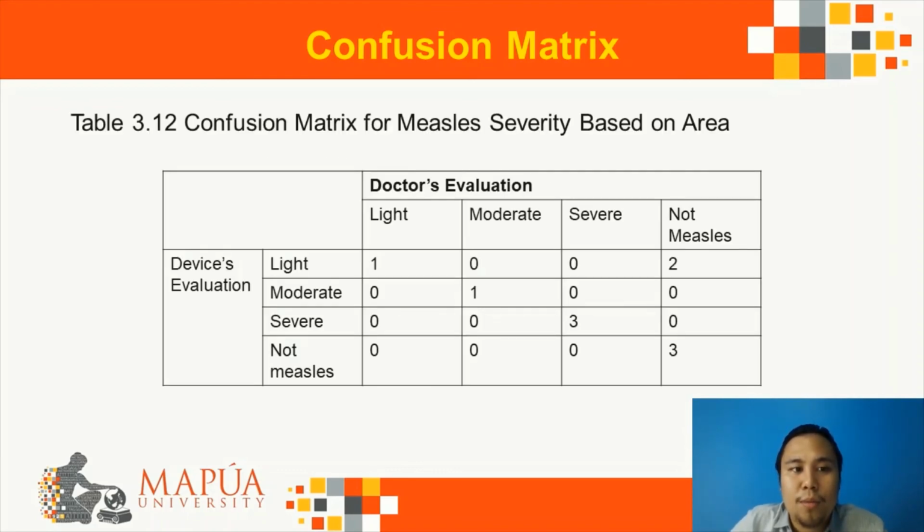Table 3.12 is the confusion matrix used for the testing table number 3.10 for measles severity detection. The left part is the device evaluation and the upper part is the doctor's evaluation. It is classified as light severity, moderate severity, severe measles, and not measles. The device correctly classified 1 light, 1 moderate, 3 severe, and 3 not measles. The device incorrectly classified 2 not measles as light severity measles.